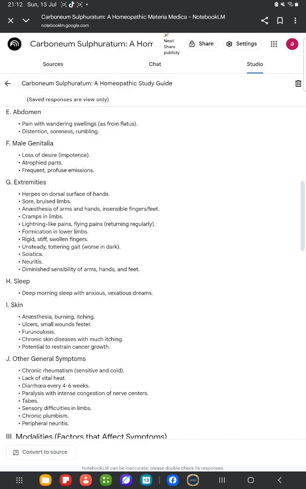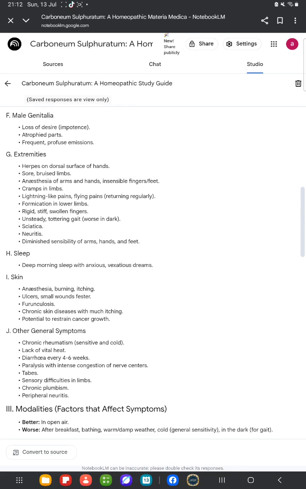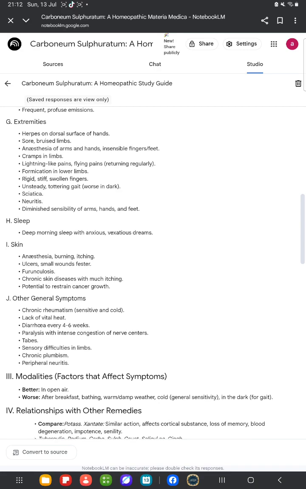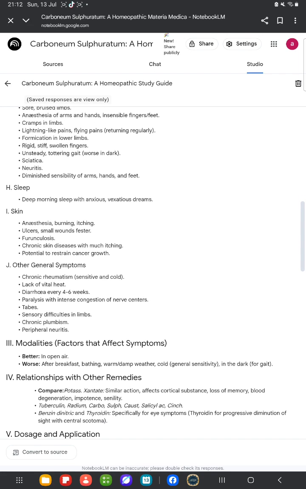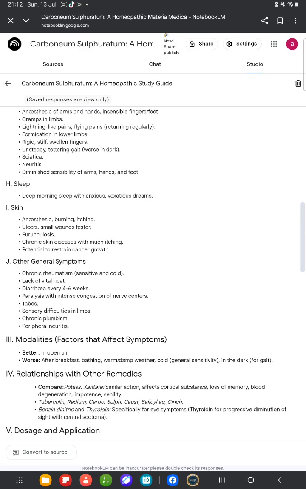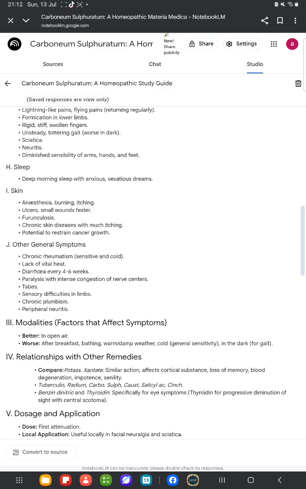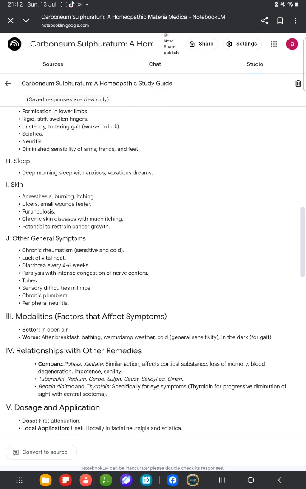Absolutely. Now, the extremities. You mentioned sensory issues, but the text seems to go into even more detail here. What stands out about the limbs? Right, this is where it gets really interesting. You see specific skin things like herpes on dorsal surface of hands. So sores on the back of the hand. Yeah, like cold sore type eruptions. Beyond skin, the limbs feel sore, bruised, and then that anesthesia pops up again. Anesthesia of arms and hands, profound numbness. Numbness and soreness. And then it gets worse. Cramps in limbs. Sharp, sudden, lightning-like pains with cramps. You can almost feel how awful that must be.